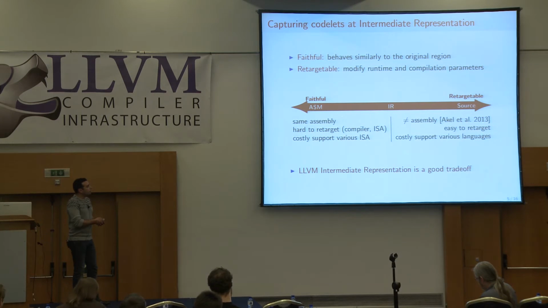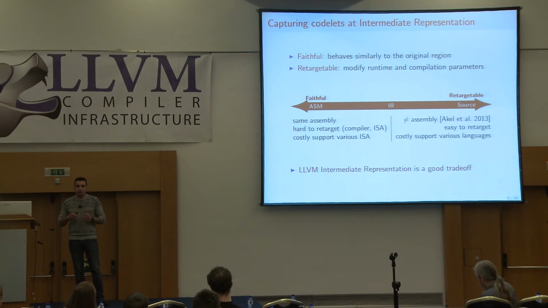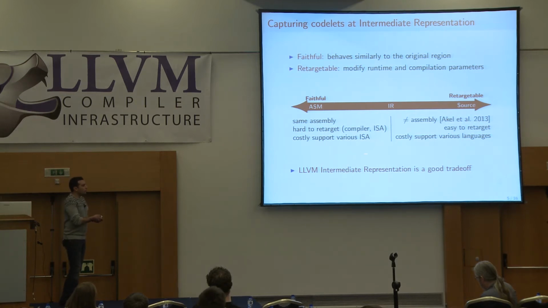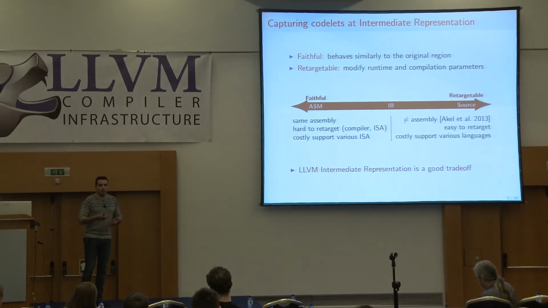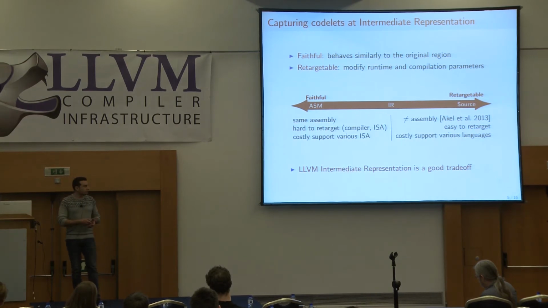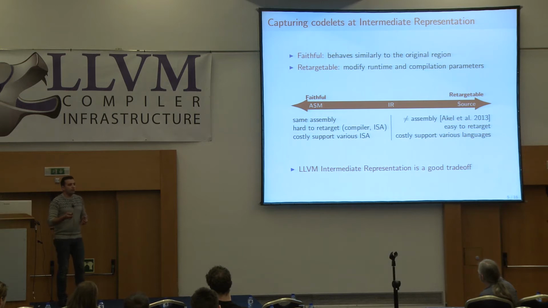So finally, what is new here, and what we believe is the best trade-off between both extraction levels, is to extract at LLVM intermediate representation. Since the code stays in its context, the assembly code generated is usually the same, and also it's retargetable since you can recompile IR code on another architecture. And also, we benefit from the LLVM front end, so CERE is able to extract regions from any language that LLVM is able to compile.